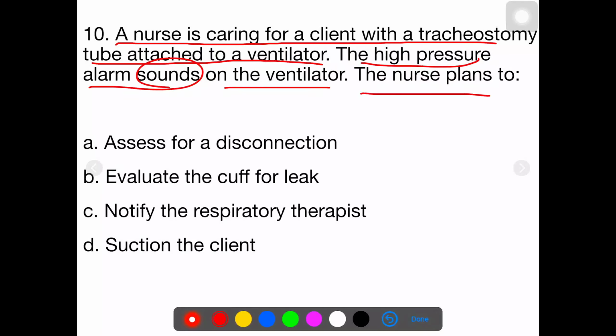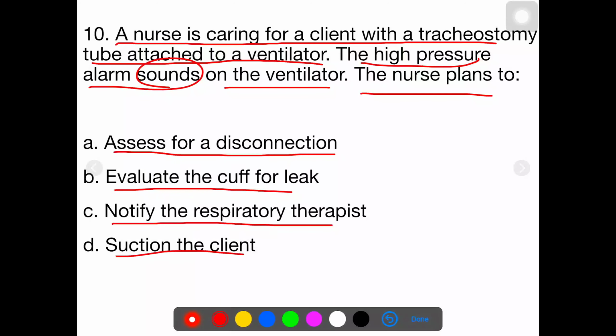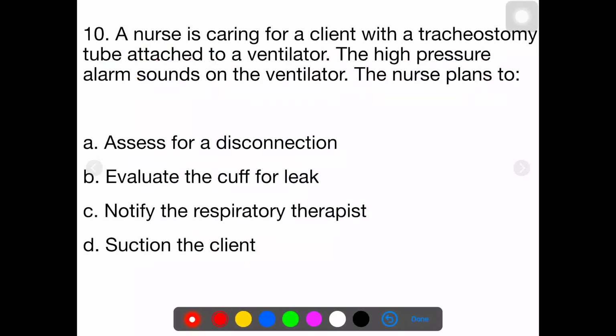The nurse plans to: letter A, assess for disconnection. Letter B, evaluate the cuff for leak. Letter C, notify the respiratory therapist. Letter D, suction the client. So guys, you will go back to the keywords. Tracheostomy tube attached to a ventilator. Those are the keywords. And the second set of keywords are the high pressure alarm sounds.